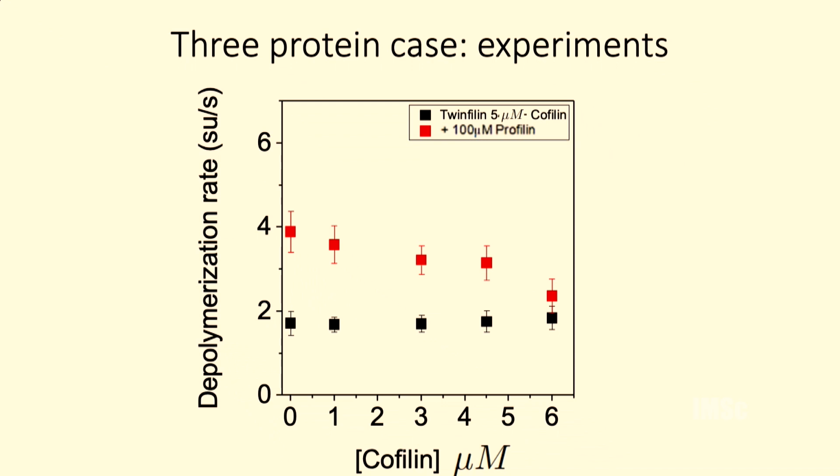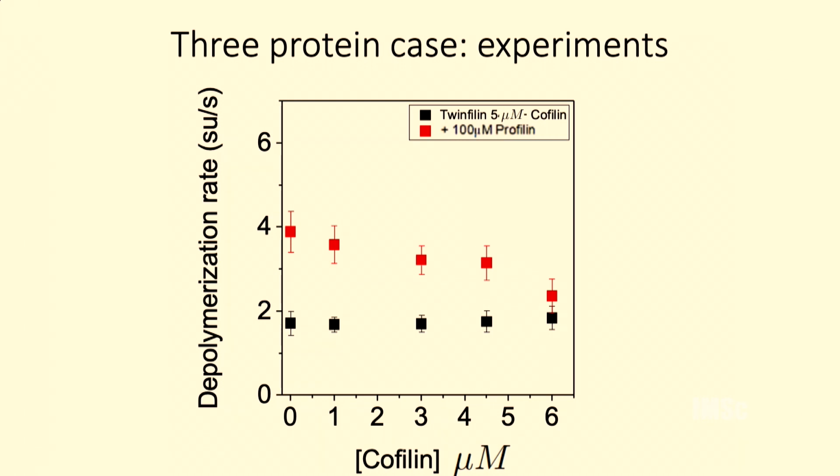if you look at the black data points, you are just changing cofilin concentration and observing the depolymerization rate in the presence of twinfilin. Now you add also 100 micromolar of profilin. So you have both twinfilin and profilin in the solution, and you are tuning cofilin concentration. That's how the data looks.